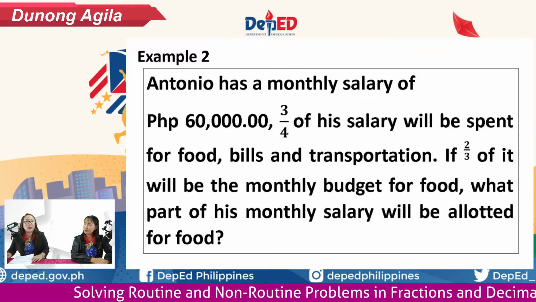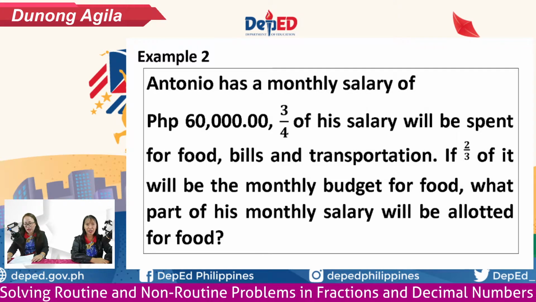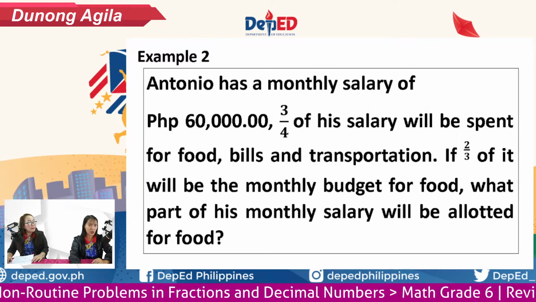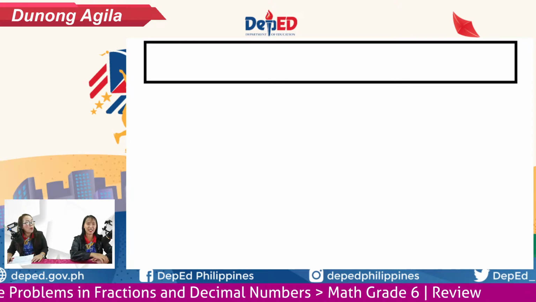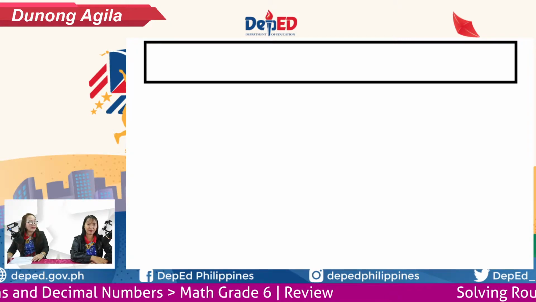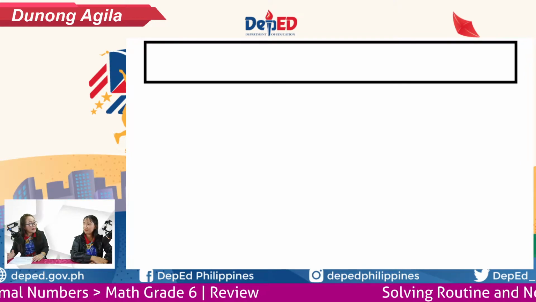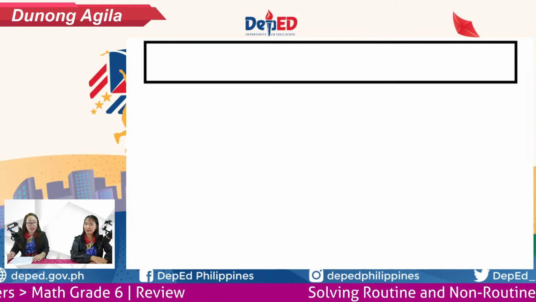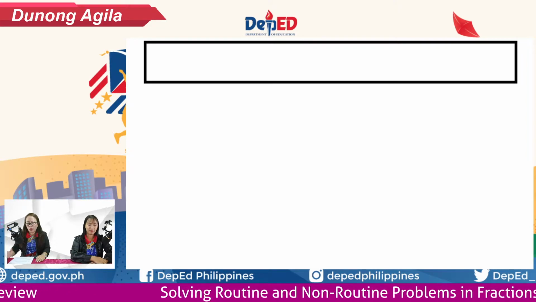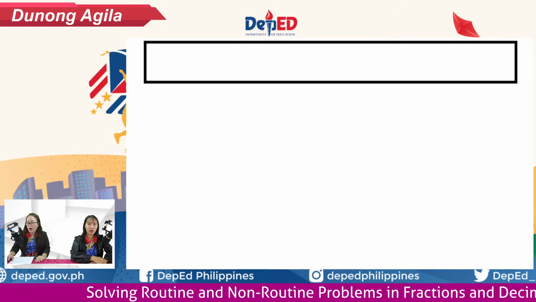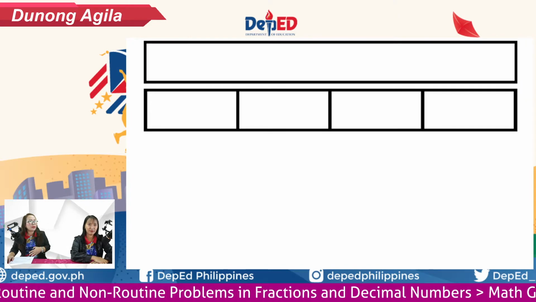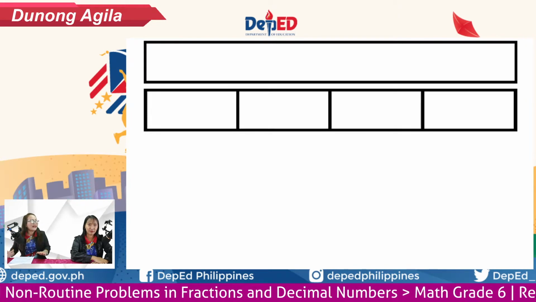Ito yung gusto ko, Ma'am Tin, kasi mag-drawing tayo. Yes, gagamitin natin yung ating block model, breaking into parts. So, look at your PowerPoint screen. You have there one whole block na rectangle. So, yung whole block na rectangle natin represents Antonio's monthly salary, which is 60,000 pesos. Then, yung block natin, we are going to divide it into 4 equal parts. Kasi nga, yung ating fraction is 3/4. So, ating denominator is 4. Divide natin siya into 4.